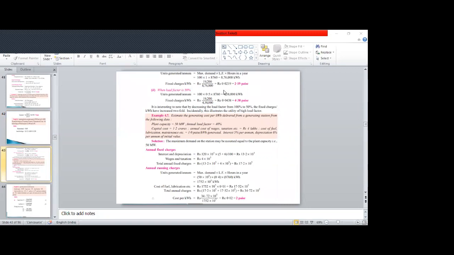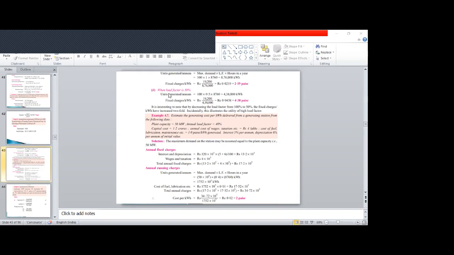See, in the earlier problems, you were asked to calculate the cost per unit, where in the cost you considered both the fixed charges and running charges. Here they have asked to calculate only the fixed charges. That's all. Is it not? Yes or no? So you are getting rupees 0.0219, or since it's a small value, you can express it in paise. Multiply by 100, you will get it in paise.